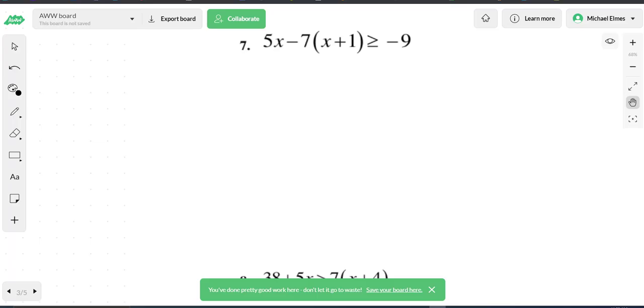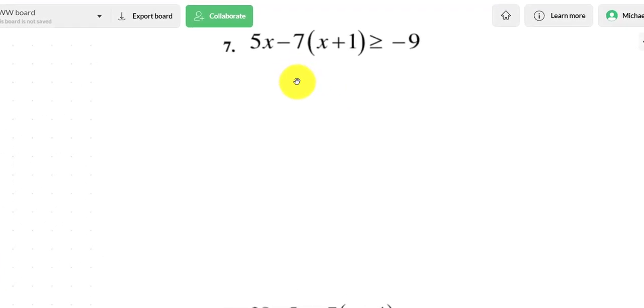Hello class, this is part 2 of the additional problems from section 2.5. If you look at number 7, this one is a trickier problem, right? Because I have parentheses that I want to get rid of first.